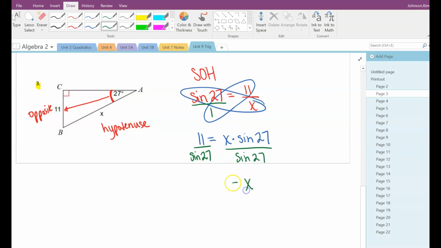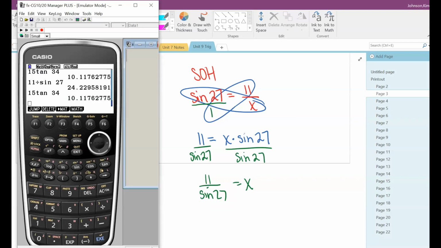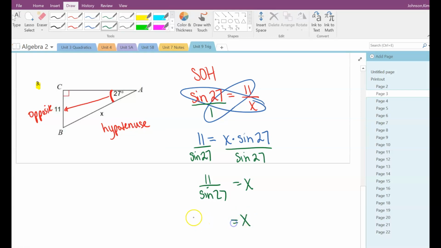And so our final answer should be x equals 11 divided by sine of 27. This we can type directly in our calculator. So 11 divided by sine of 27 should be 24.23. Just double check that you're getting those same numbers as we're going through this video. So 24.23 for that's hypotenuse side.